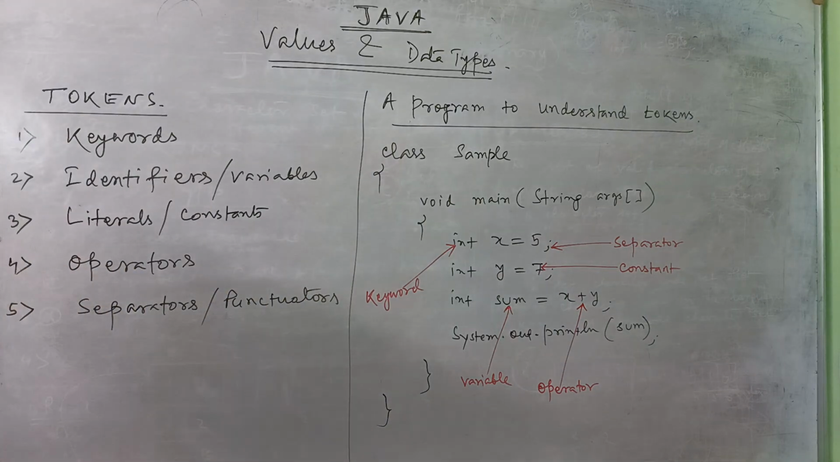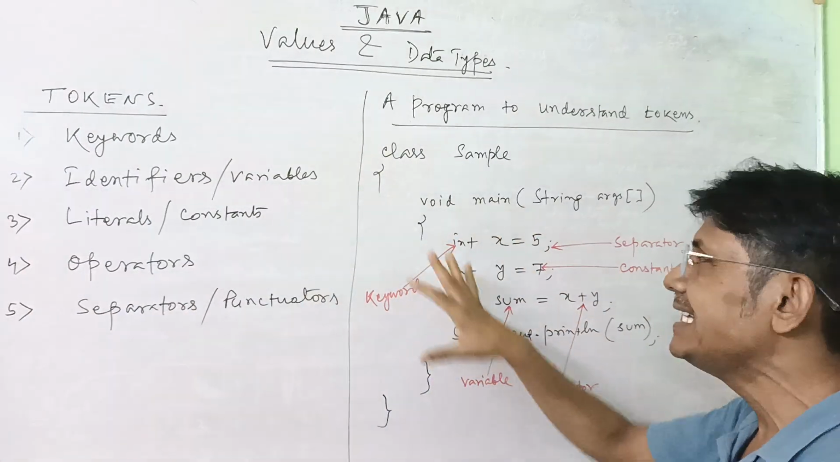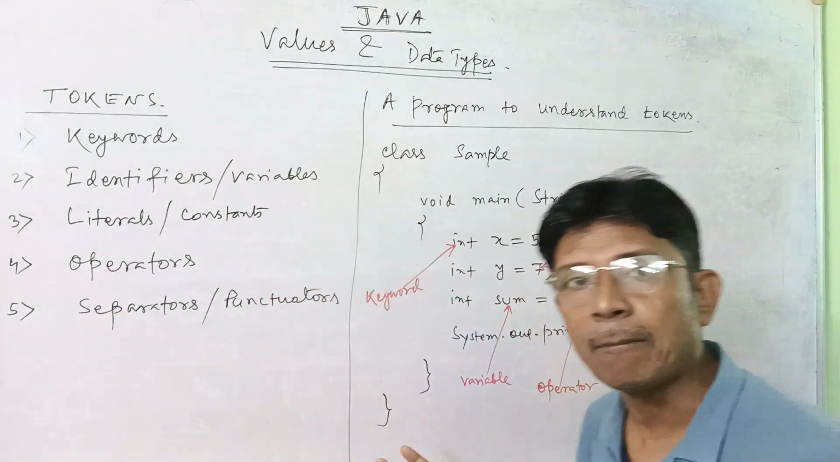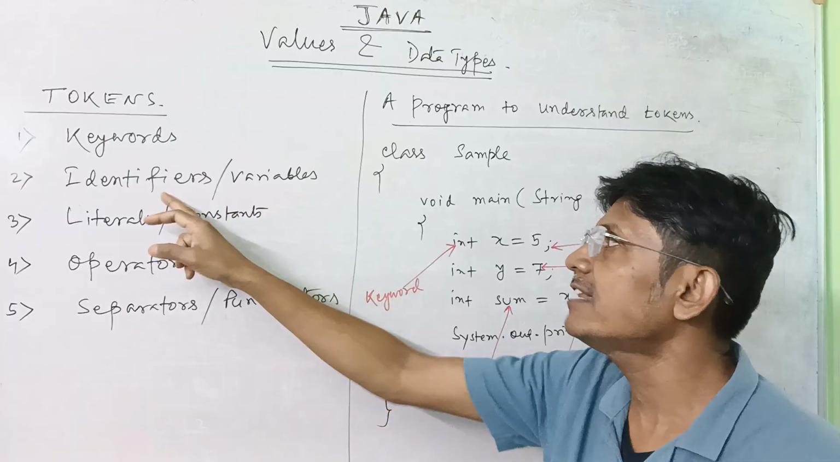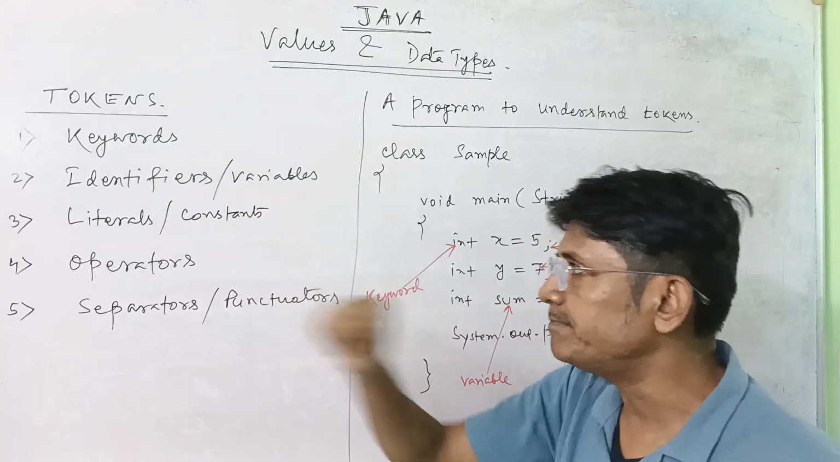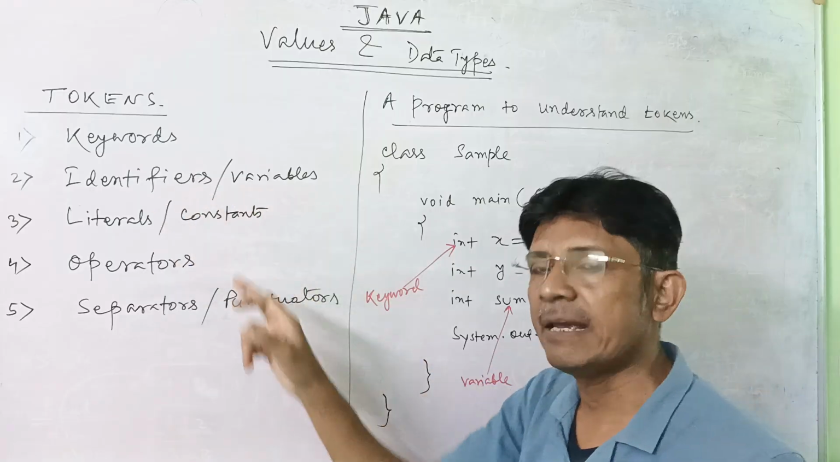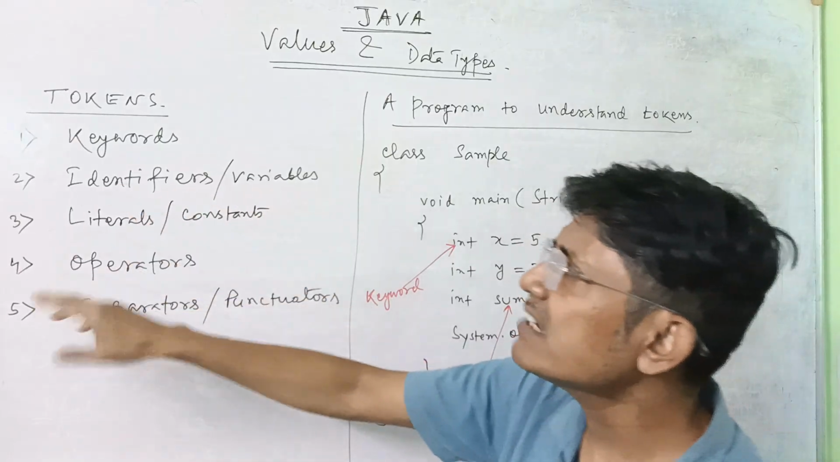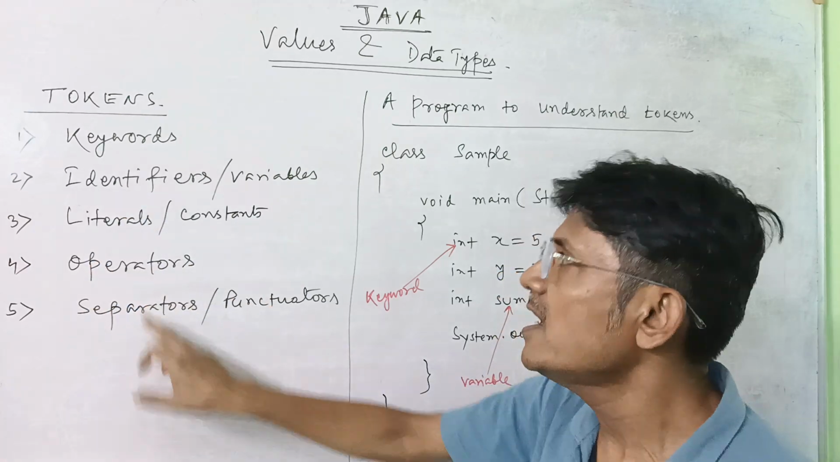This one I have written just now, the tokens. These are the token types. The tokens are mainly of 5 types. What are tokens? Tokens are the things we apply whenever we write a program. So tokens are 5 types: keywords, identifiers, literals, operators and separators.